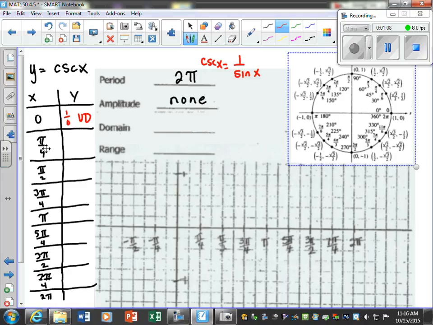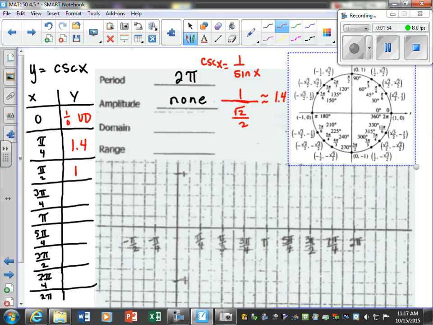Alright, let's do pi fourths. We come over here to pi fourths. 1 over the y value, which is square root of 2 over 2. You can put that in your calculator. Remember, we use decimal approximation, so that's approximately 1.4. Test that in your calculator or simplify it algebraically first and then plug it in. Let's continue to pi over 2. Pi over 2 is going to be 1 over 1, which is just 1.